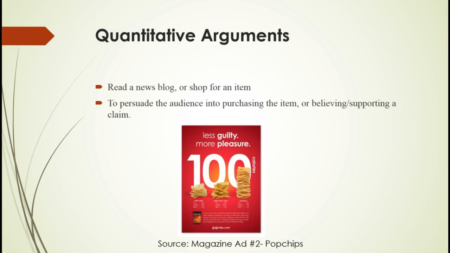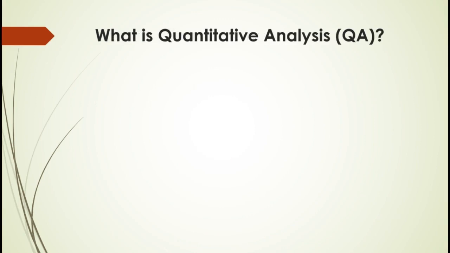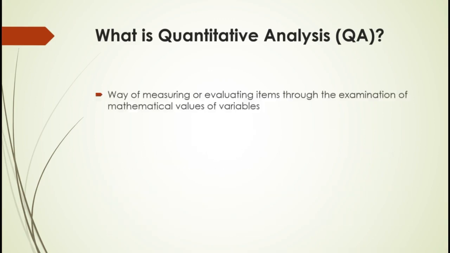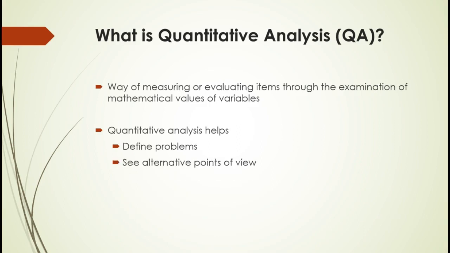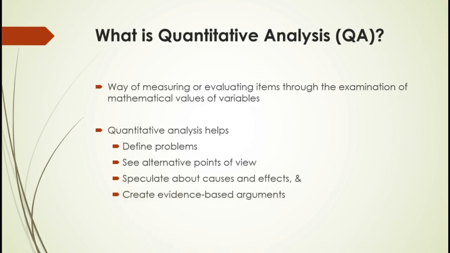Quantitative analysis helps develop ethos, logos, and pathos within an argument. How we present data changes how it appeals to the audience. What is quantitative analysis? In simple words, quantitative analysis is a way of measuring or evaluating items through the examination of mathematical values of variables. Quantitative analysis helps define problems, see alternative points of view, speculate about causes and effects, and create evidence-based arguments.